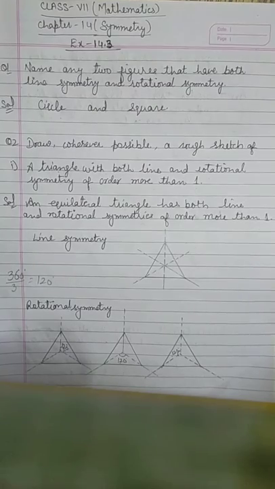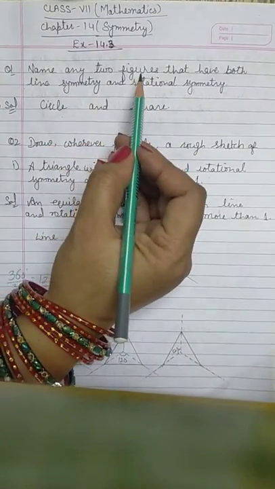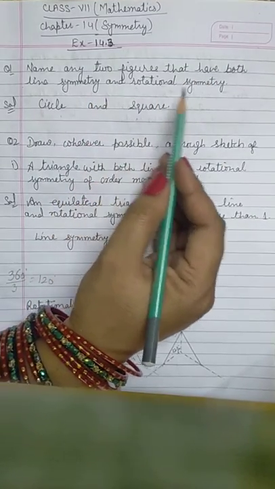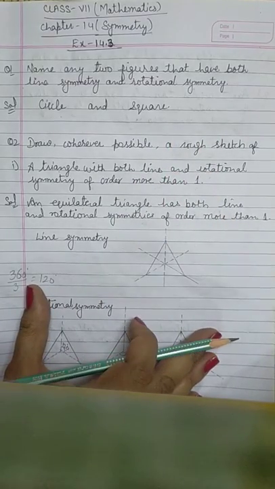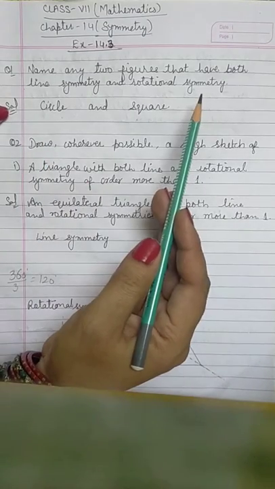Symmetry of class 7th. See here in question number 1, name any two figures that have both line symmetry and rotational symmetry. So what is being asked here is again we have to find two figures having both line symmetry and rotational symmetry.